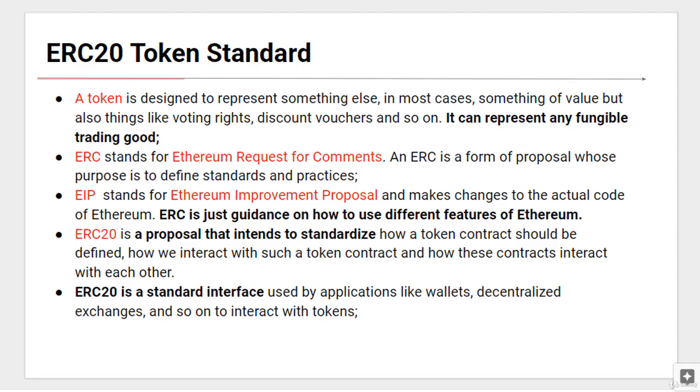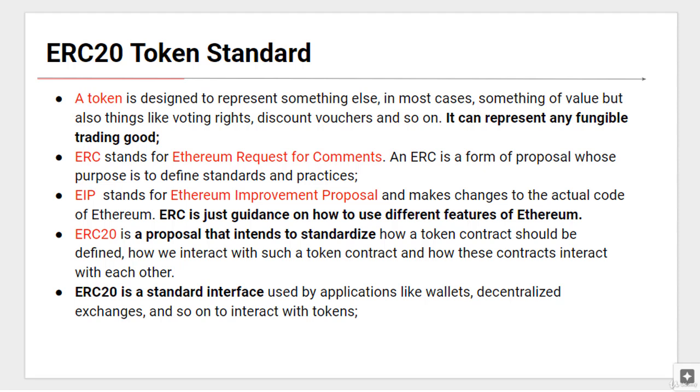In this section, we'll start talking about Ethereum ERC20 tokens. After we see what a token is and what the ERC20 standard is about, we'll start programming our own token. So, a token is designed to represent something else, in most cases something of value, but also things like voting rights, discount vouchers, and so on.